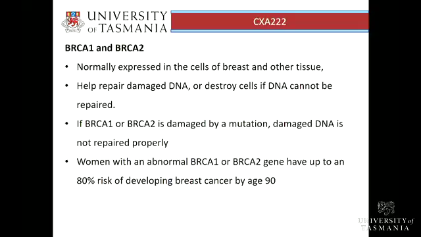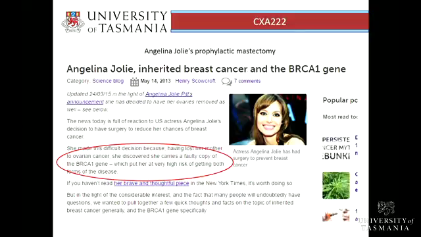So the example we have here is the BRCA1 and BRCA2 gene. These are basically these mismatch repair genes. They're found in the breast and ovary and some other tissues as well. And as we've already said, with the function of these genes, they repair DNA, or if they can't, they'll destroy the cell. If BRCA1 or BRCA2 is damaged by mutation, then the DNA is not repaired properly, and women who have this altered BRCA1 or BRCA2, which can actually be inherited, have up to an 80% chance of developing breast cancer by the age of 90. So you can see that this downregulation of your regulatory genes has a dramatic effect on the likelihood of developing cancer. So a story I'm sure you're familiar with, Angelina Jolie inherited the BRCA1 gene.